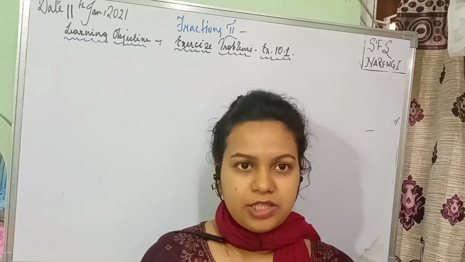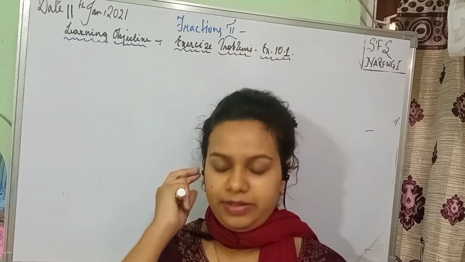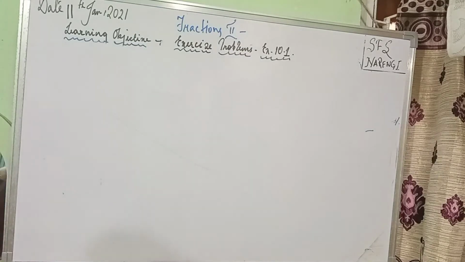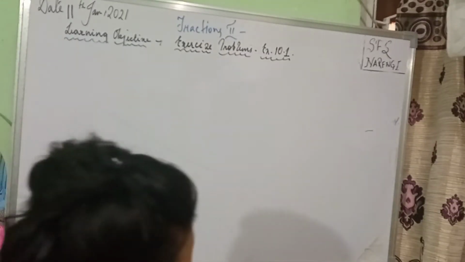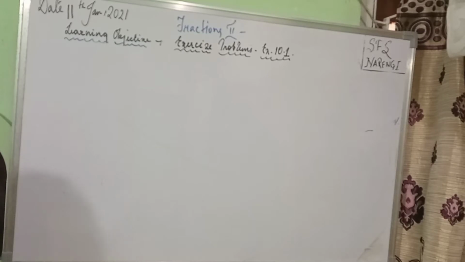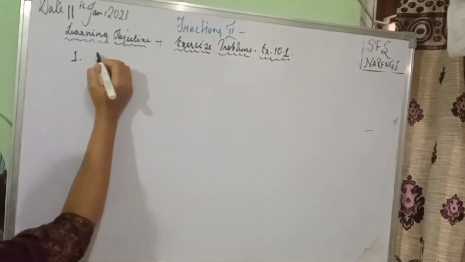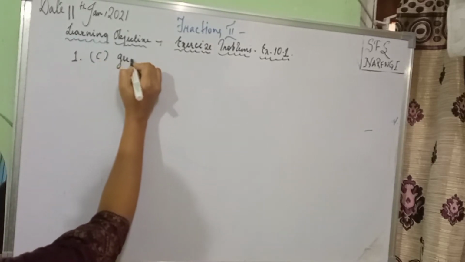Today we are going to be starting with our Exercise 10.1. Let's get started. In your Exercise 10.1, children, if you will notice, the first question is a multiple choice question. Very easy. The first question is, a fraction whose numerator is dash than the denominator is called an improper fraction. So, in an improper fraction, the numerator is always greater than the denominator. So, the answer is greater.